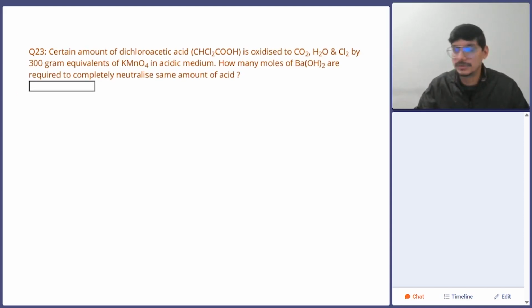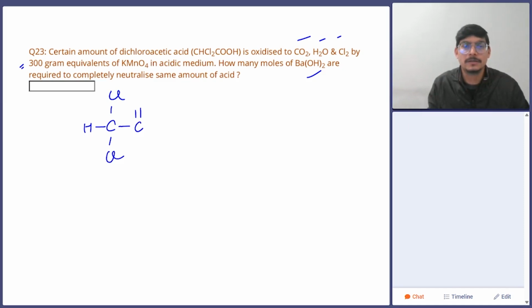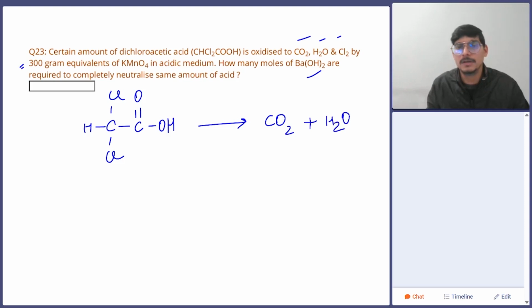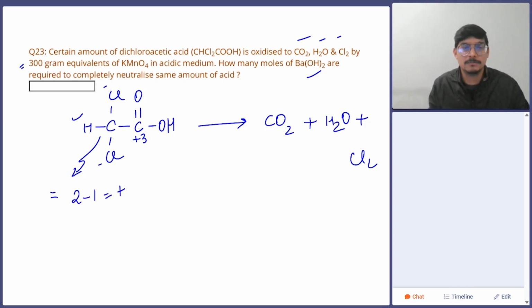Moving to the next question, a certain amount of dichloroacetic acid is oxidized to carbon monoxide, water, and chlorine by 300 gram equivalents of KMnO4 in acidic medium. How many moles of barium hydroxide are required to completely neutralize the same amount of acid? In this, the only trick is to find the N factor of dichloroacetic acid. Otherwise, this question is very simple. There is a simple way to find the oxidation state of atoms, if the structure is given: number of bonds with more electronegative minus less electronegative. So you can see the oxidation state of C1 is +3, and for this carbon it is number of bonds with more electronegative, which is 2, and number of bonds with less electronegative, which is 1. So this is +1.